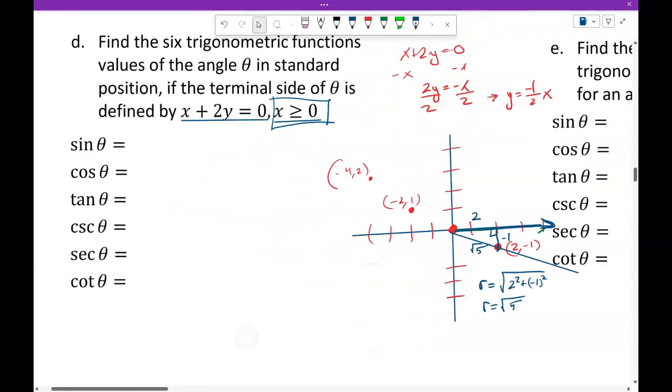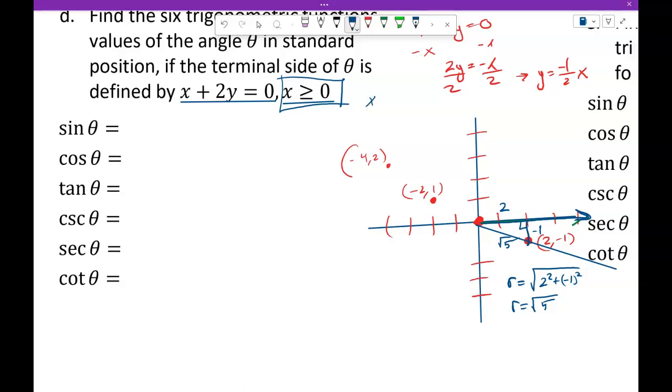Now we can go ahead and find our trig functions. If x equals 2, y equals negative 1, and r equals the square root of 5, we have sine, we have cosine, we have tangent, we have cosecant, the reciprocal, we have secant, the reciprocal, and we have cotangent, the reciprocal of tangent. Now lastly, we have to look at sine and cosine because these have radicals in the denominator. So we'll need to rationalize them.